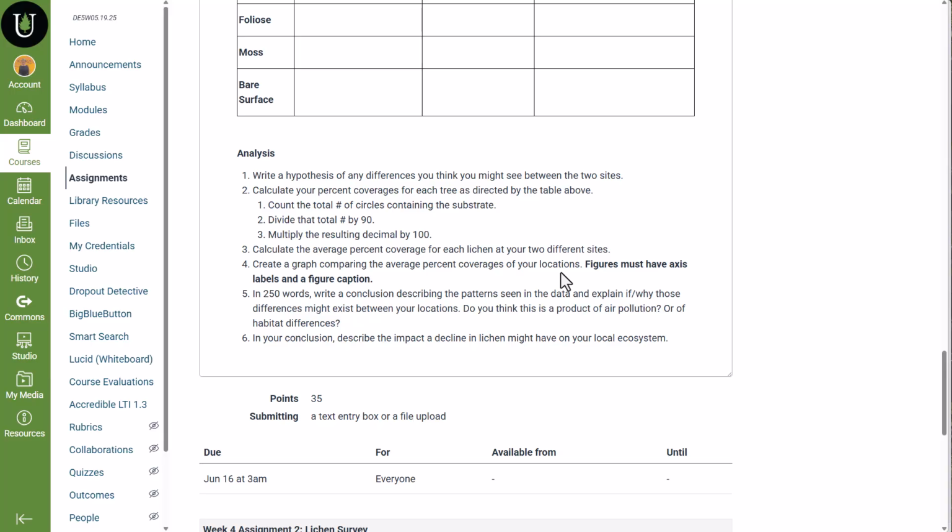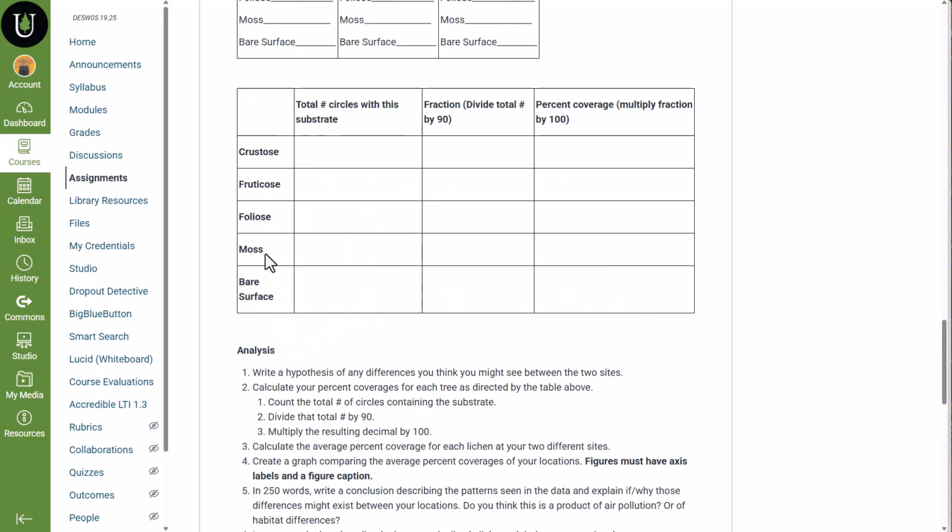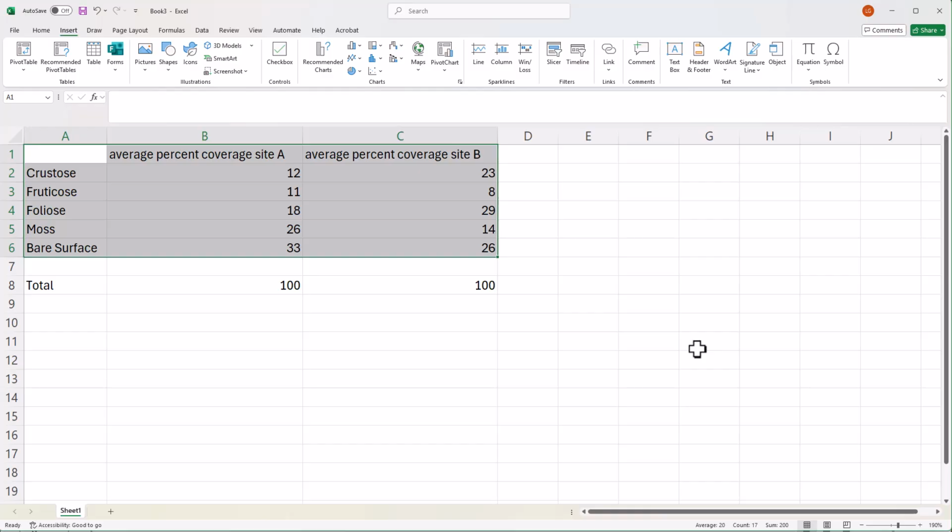You studied 2 different sites and you measured the different types of lichen, moss, and bare surface. Here is a data set that I just made up, the numbers, so I can show you how to do it. So these are not real numbers, but we have our 2 sites. So we went through all the different collections. We calculated the average percent coverage for the 2 different locations for each of these different types.